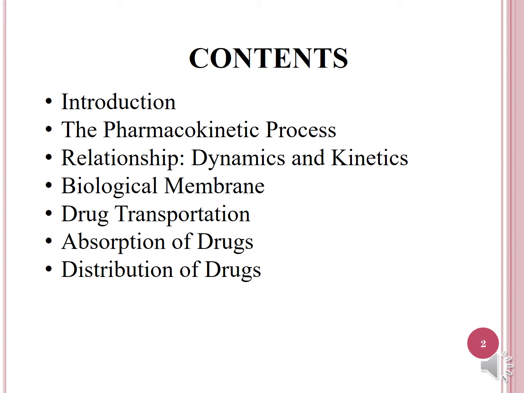This class is going to be, the slides will explain about the introduction, the pharmacokinetic process, the relationship between pharmacodynamics and pharmacokinetics, and we will also have a look at how the biological membrane is made up of and what are the different ways the drugs adopt to get transported across the membrane. And also, if time permits, I would also like to speak about the absorption and distribution of the drugs.